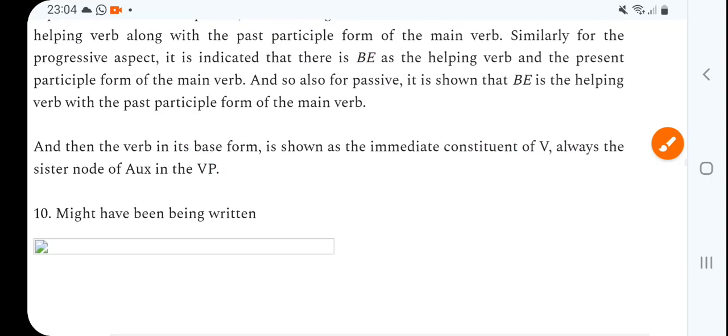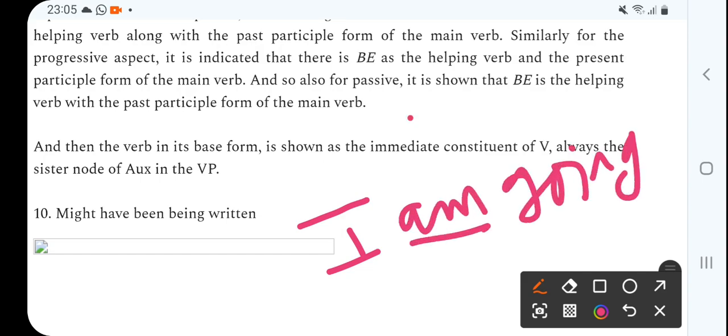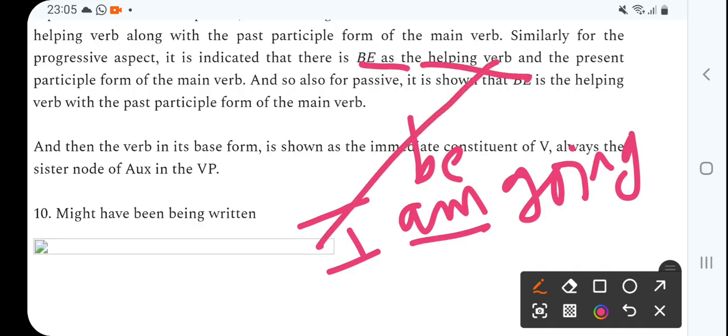Okay. Now similarly for the progressive aspect, it is indicated that there is be as the helping verb and the present participle form of the main verb. Suppose, I am going, right? So am is be. So that is be as the helping verb and the present participle form of the main verb.